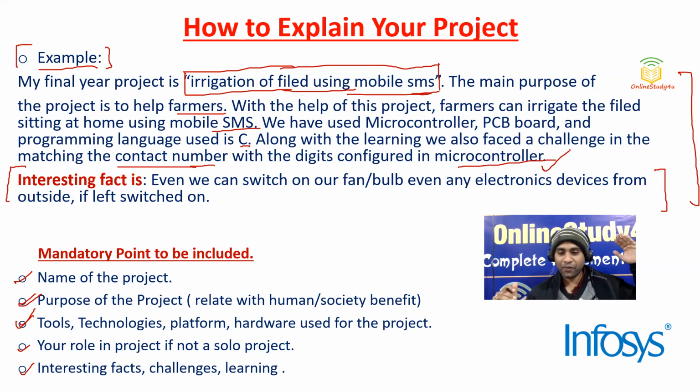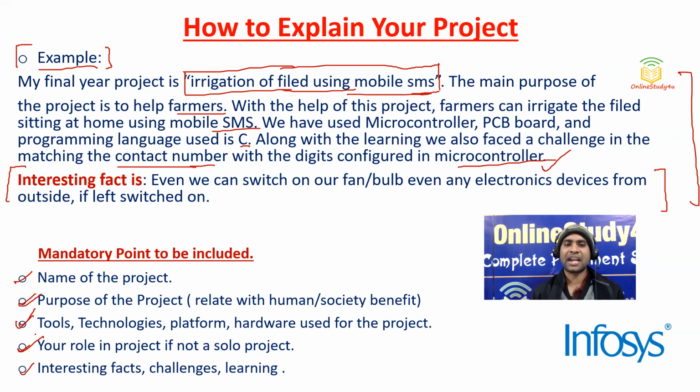So suppose your light, fan, or TV is switched on, and you are outside your home, then with the help of your mobile phone you can send an SMS, and then you can switch on or switch off your electronic devices. Within 4 to 5 lines you will be able to write this. And here, your role in the project, if it is not a solo project, you can mention sir, I was in development of this particular project, or I was testing this particular project.